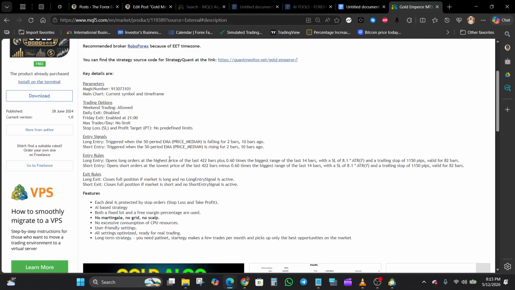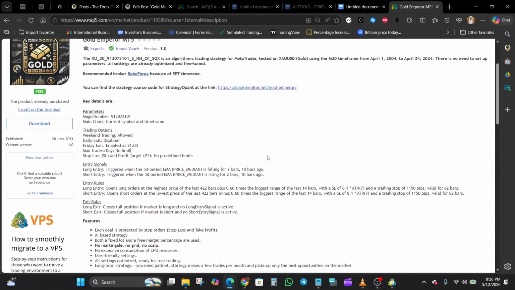Looking further into the features and settings, the EA supports both fixed lot sizing and free margin percentage management. It also includes stop loss protection on trades, Friday closing functionality at 21 o'clock, and allows weekend trading while disabling daily exit conditions. Now, moving into the historical backtesting section, this is where it becomes important to evaluate how the EA behaved throughout the full testing period rather than focusing only on isolated profitable phases.